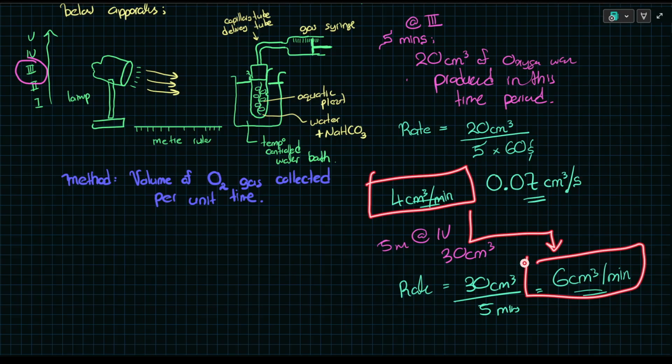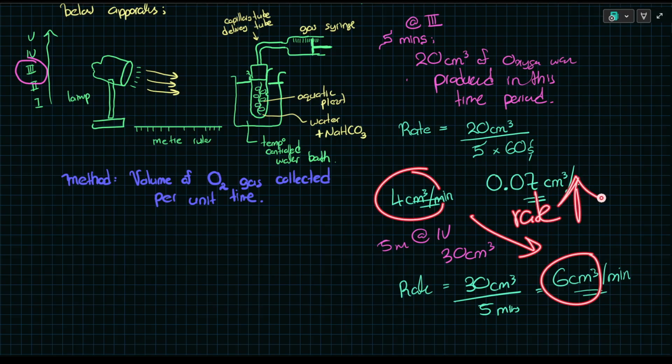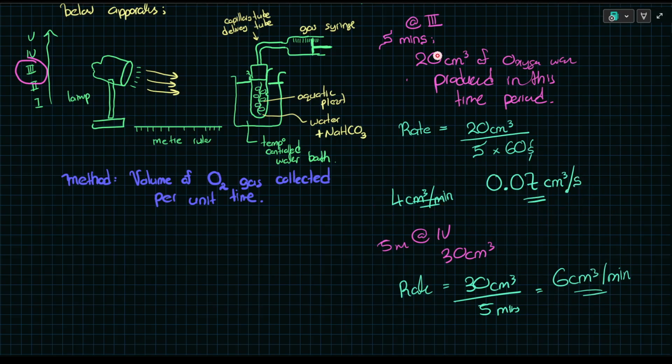What has happened? Has the rate increased or has the rate decreased? By the looks of it, 6 is greater than 4, right? So I can clearly see that the rate of photosynthesis has increased as I have increased the light intensity from intensity 3 to intensity 4.